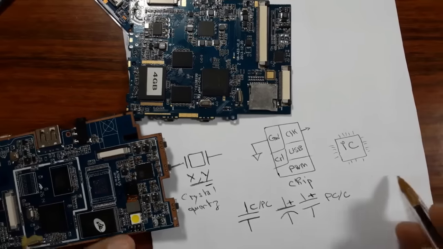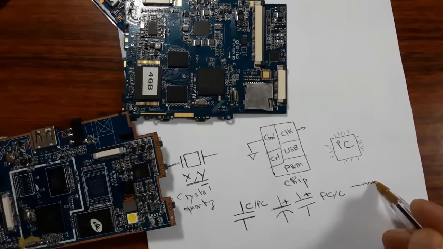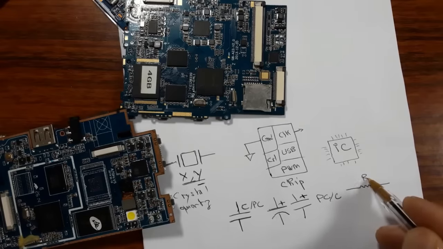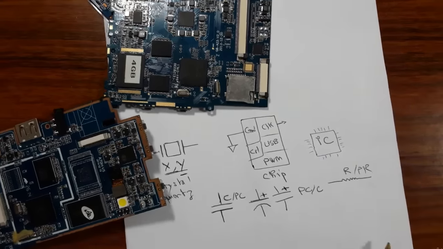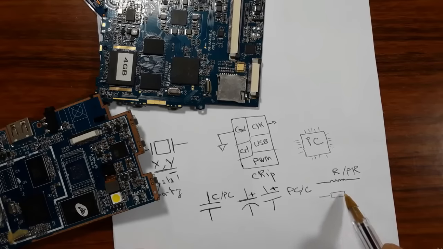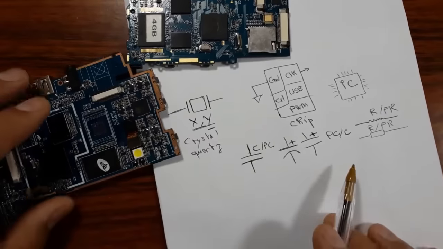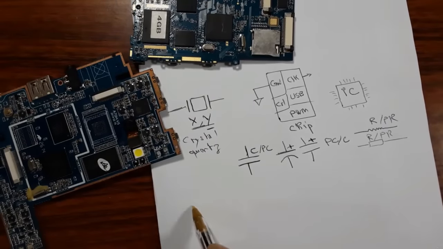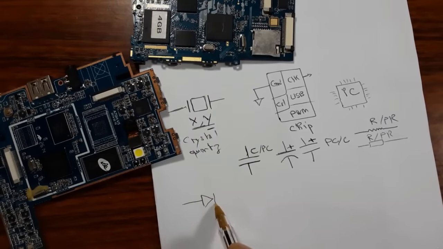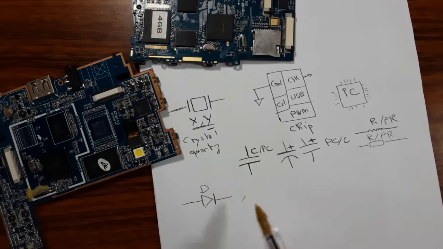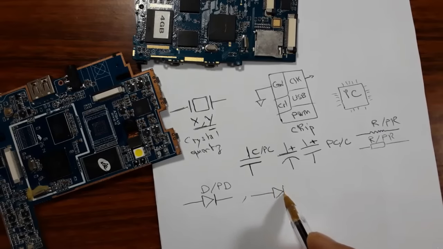For the resistance, you can find its symbol like this, R or PR, or even this symbol, as you can see, with R or PR. For the diode, this is the symbol for the diode, D, or you can also find PD. But this symbol is for the Zener diodes.